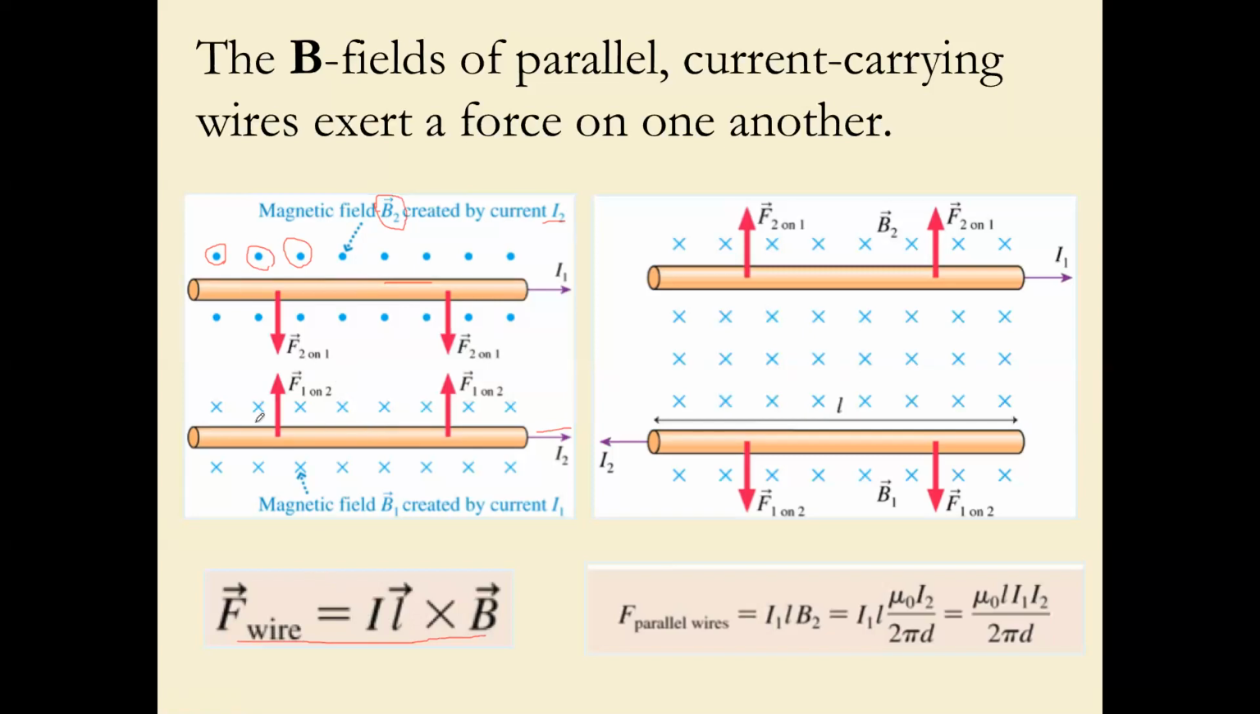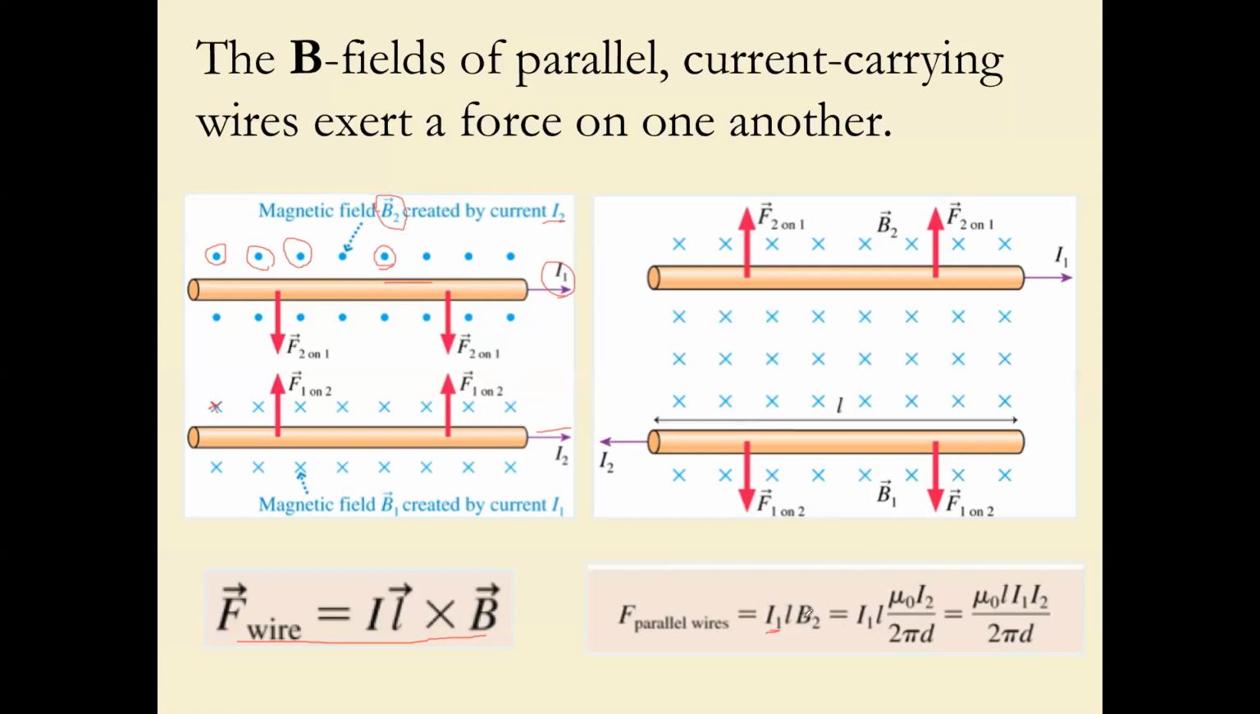And at the same time, this magnetic field into the page created by current 1 will apply a force on the second wire, again by using this equation. Let's think about the first wire. The force is equal to current, which is I1, times L, the length of the wire, times B2. B2 is the magnetic field created by current 2.